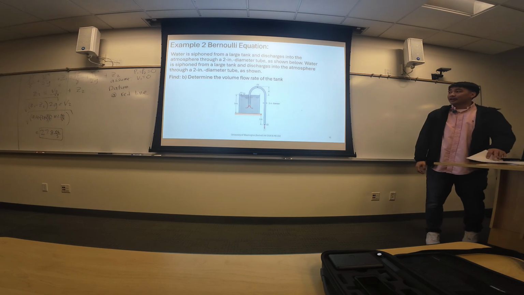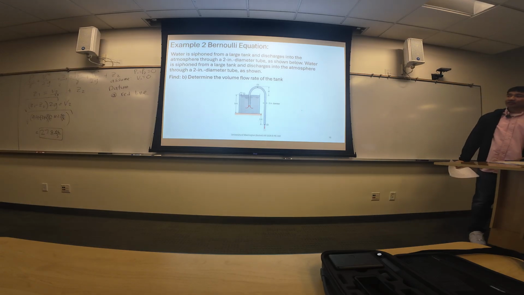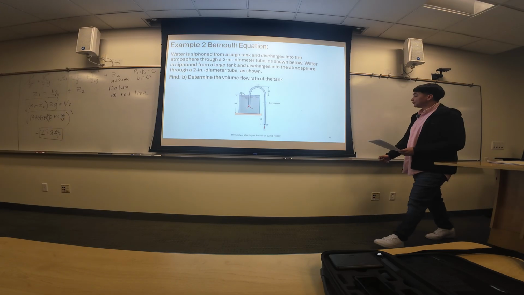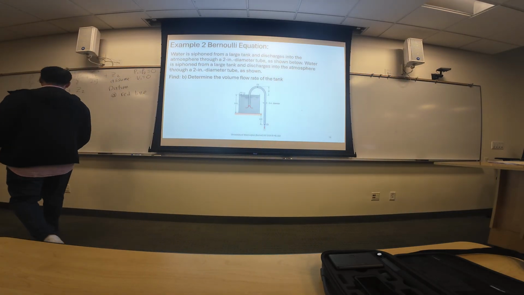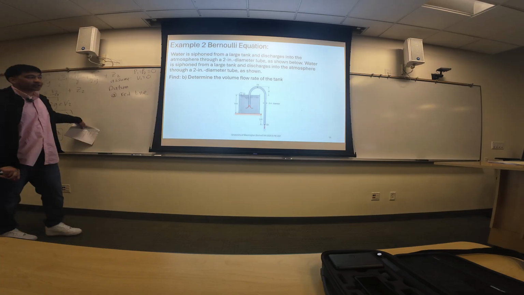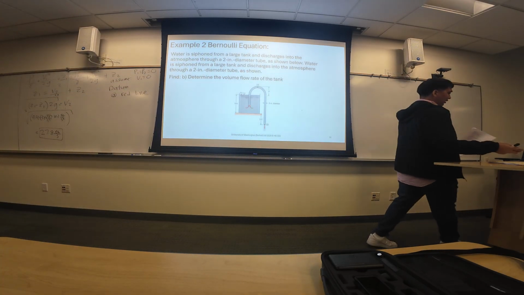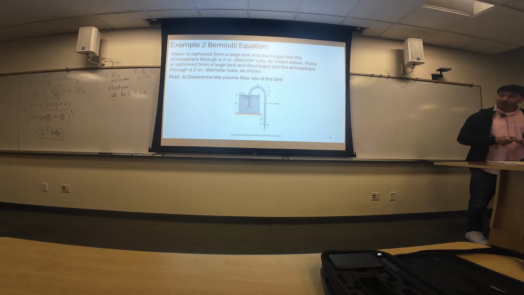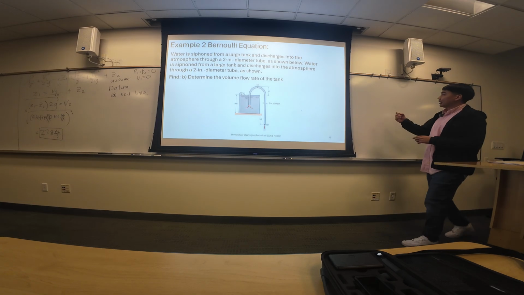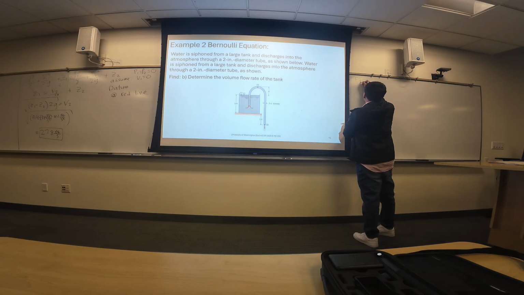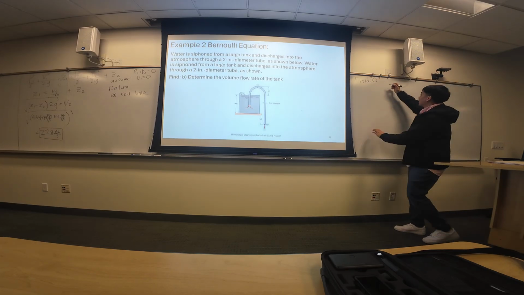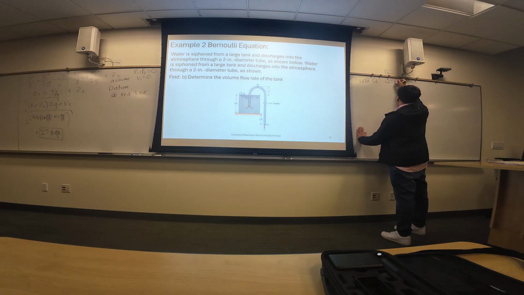Okay, so now we're going to go back to the same exact problem, and we're going to determine the volume flow rate of the tank, which is Q, right? So, marker. I'll leave this up here, then I'll do the other part of it here. So volume flow rate, we want to find Q, right? And then what we have was Q is equal to V times A.